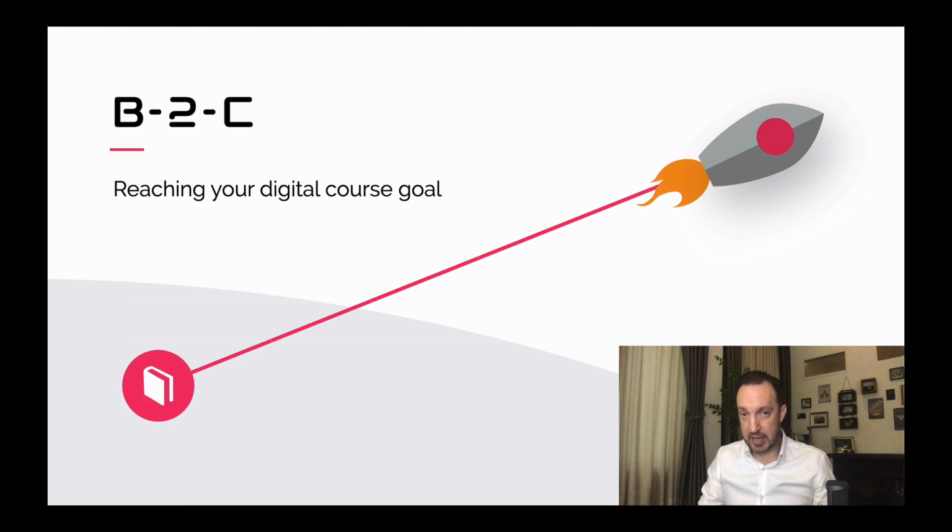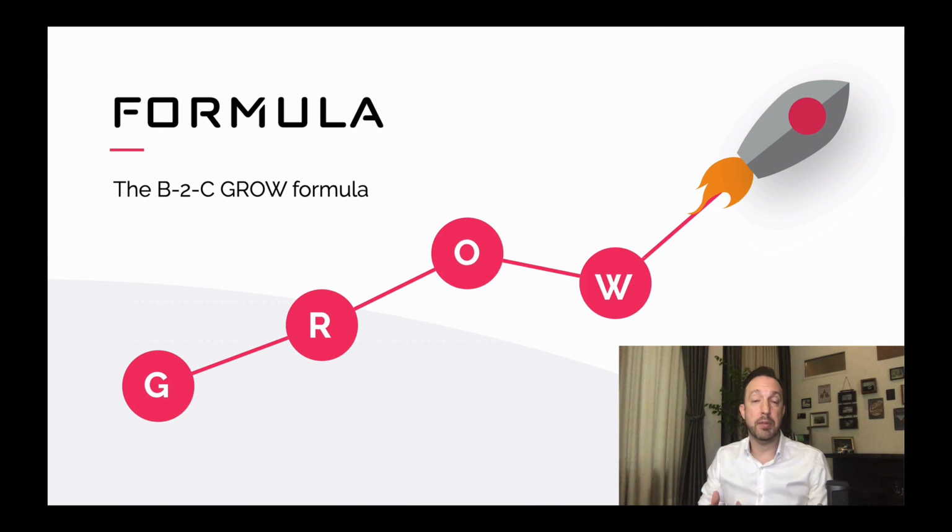Okay. So of course, when we have our objective, we are usually in a rush to get there, but the reality is there are a few steps to actually achieving that. So we have a formula for this. We call this the GROW formula, and I'll go through that in a bit of detail in a moment.